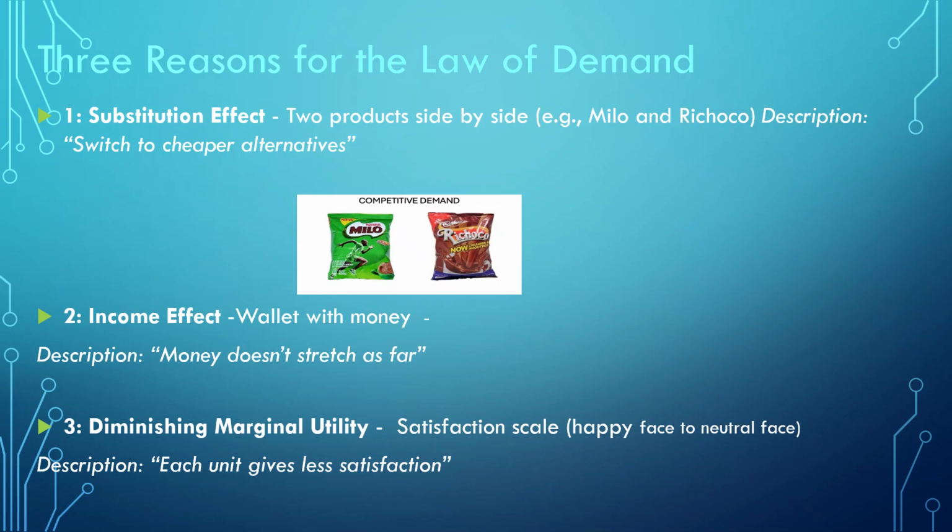You are not willing to pay a high price for the third or fourth cup because they give you less satisfaction. But when prices are low, you might buy more because even the less satisfying units are worth it at that low price. So all these effects work together: substitution, income, and diminishing marginal utility. They all explain why people buy less when prices rise and more when prices fall.